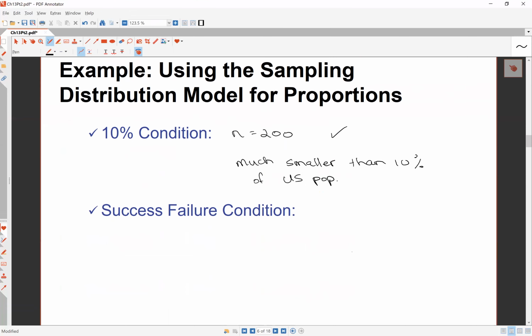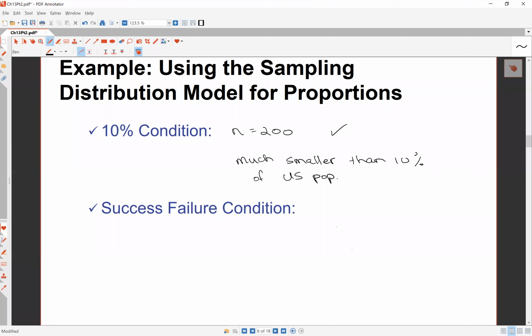Finally, we need to verify our success-failure condition. So this requires knowing what our sample proportion is. And that is simply defined as the number of times the event happens in our sample divided by the sample size. And if we evaluate this, we get 0.68, or 68%.